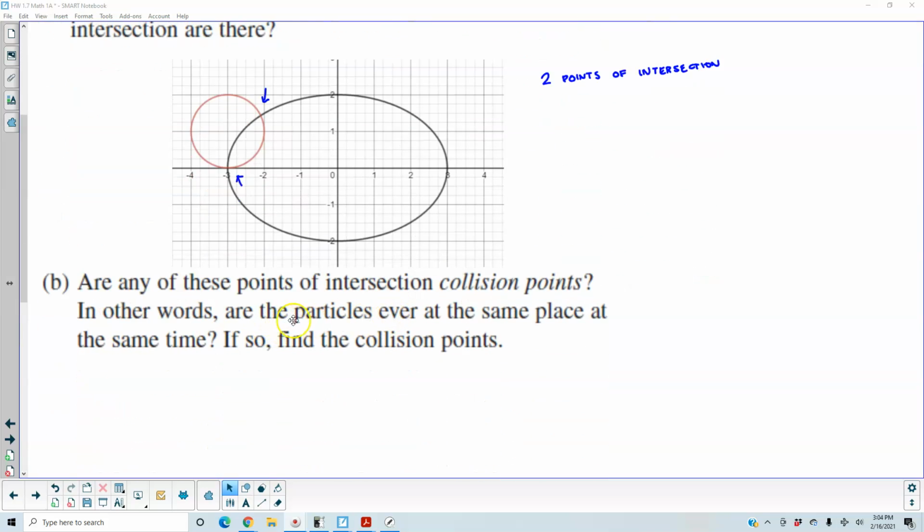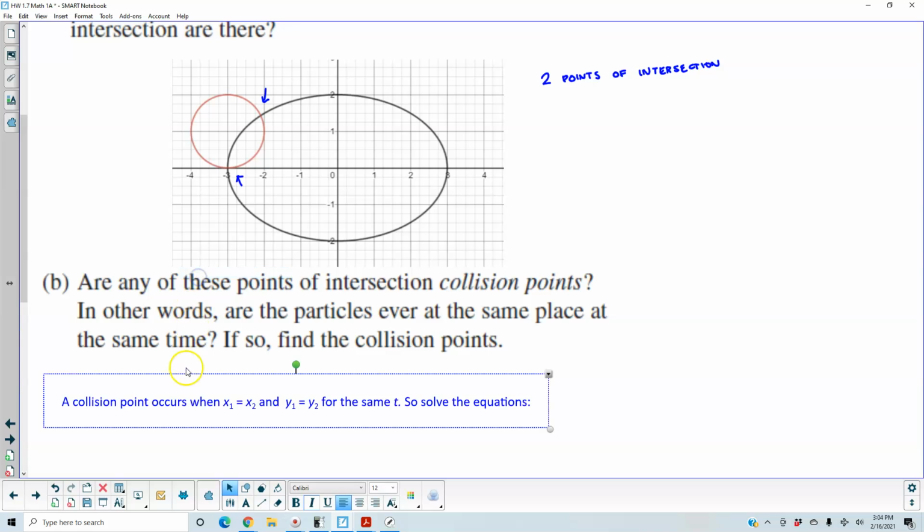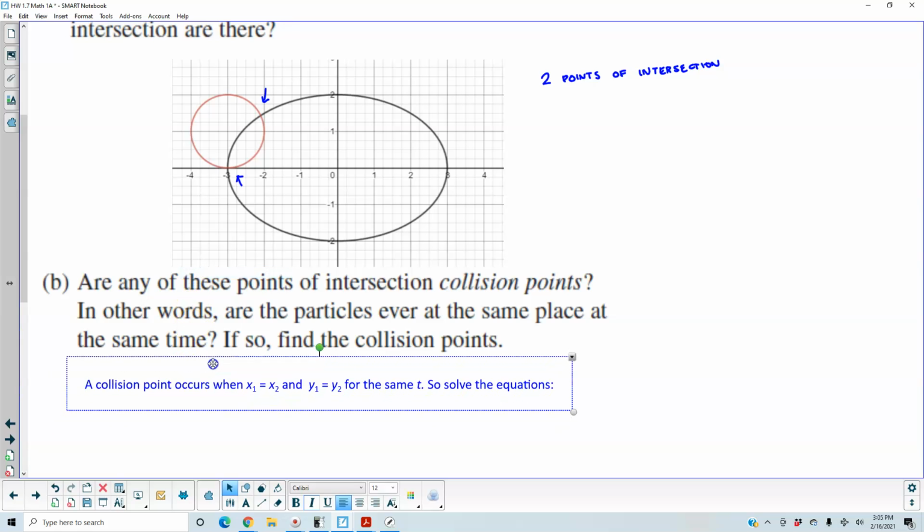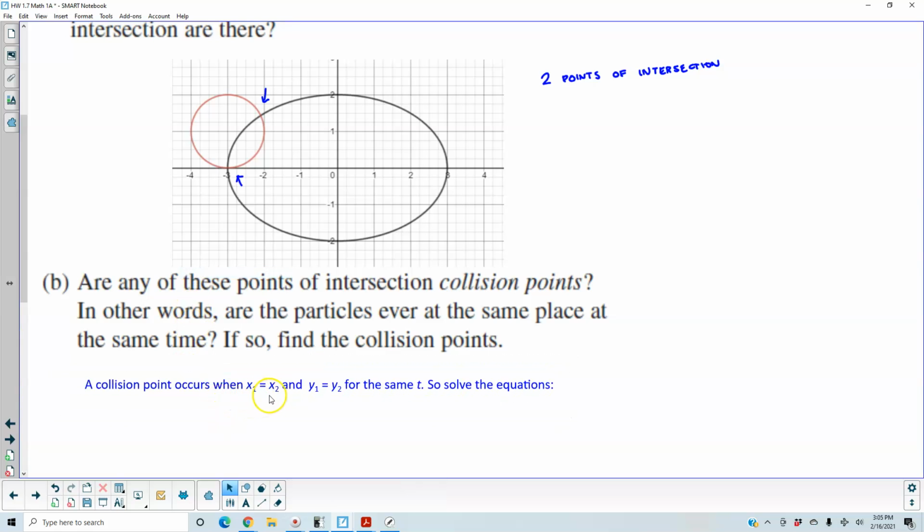Now, are any of these points of intersection collision points? In other words, are the particles ever at the same place at the same time? And if so, find the collision points. Now, a collision point occurs when x1 is equal to x2 and when y1 is equal to y2 for the same value of t.